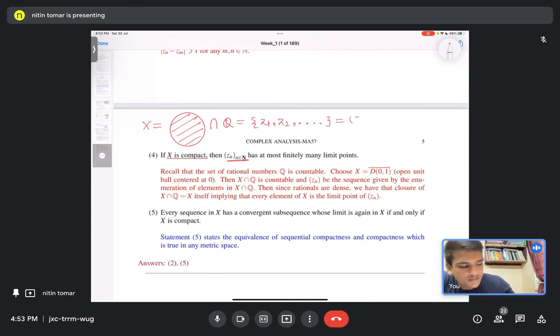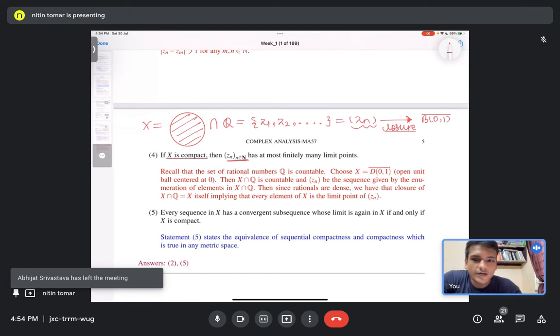So I consider this to be my sequence Zn. This Zn is a sequence and X is compact. Now what is the closure of this? If I ask you what is the closure of the rationals in the real line, you will say it is the complete real line, because the rationals are dense. Now we have collected all the rationals in the closed unit disk, so its closure will be the closed unit disk itself. So does it have finitely many limit points? No, the answer is clearly no. Every point in the closed unit disk is a limit point. So this answer is false.